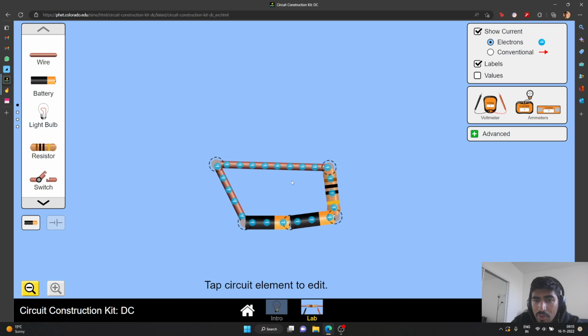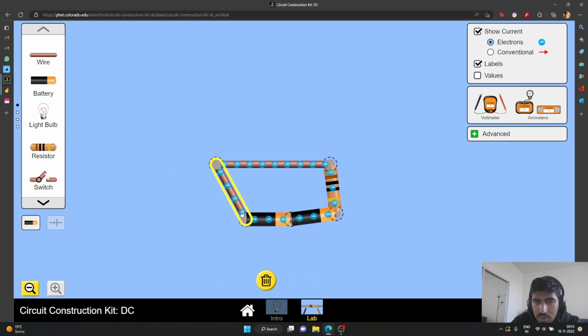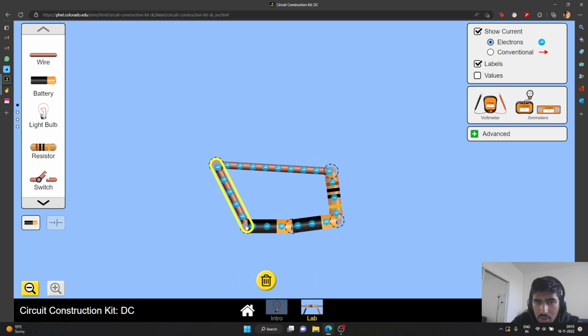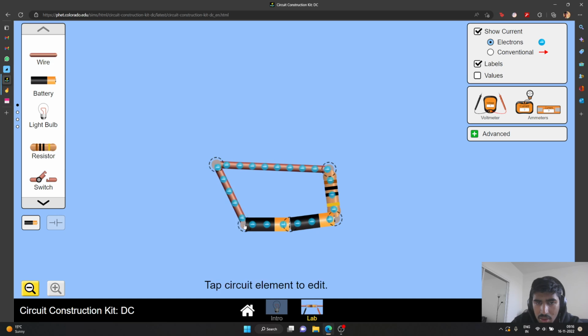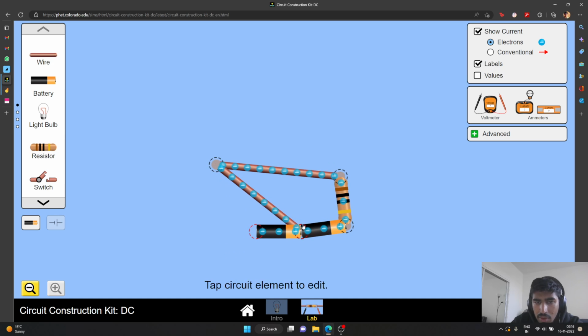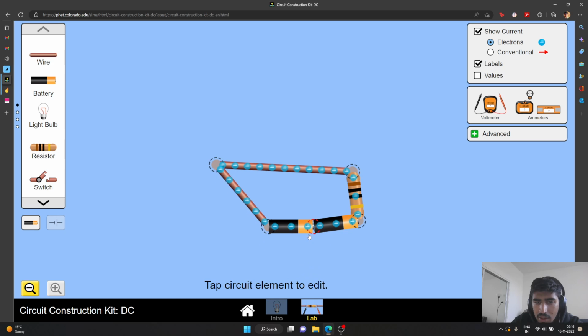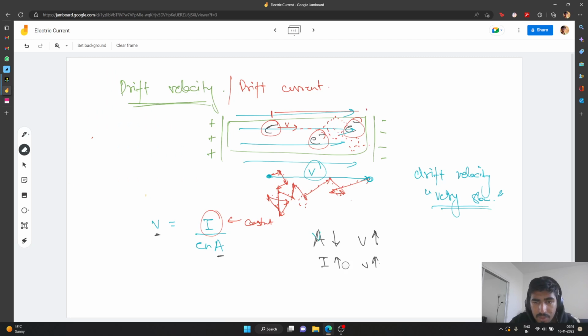So you see now they are moving faster. So if we connect it here, then you see that it's running slower, and if it's here, it's running faster, right? So the idea is, the more the current, the more the speed, right? So this is what we're talking about here. This is the second point here.